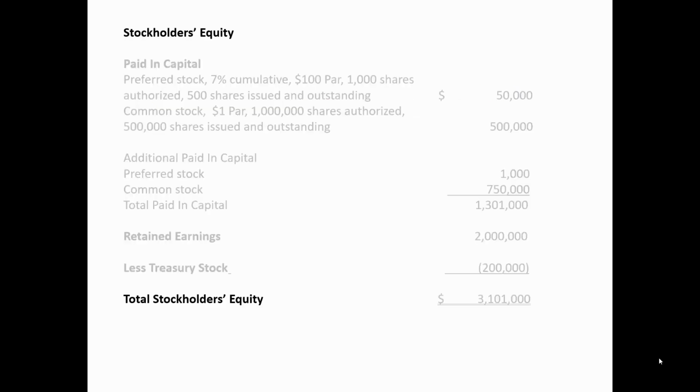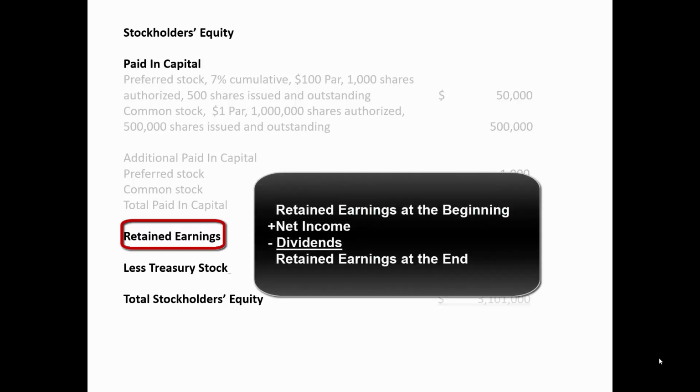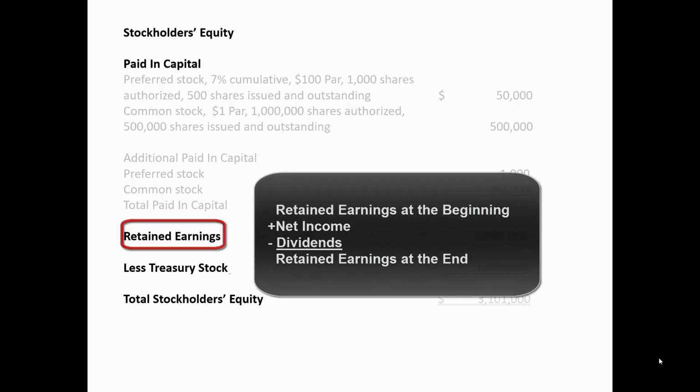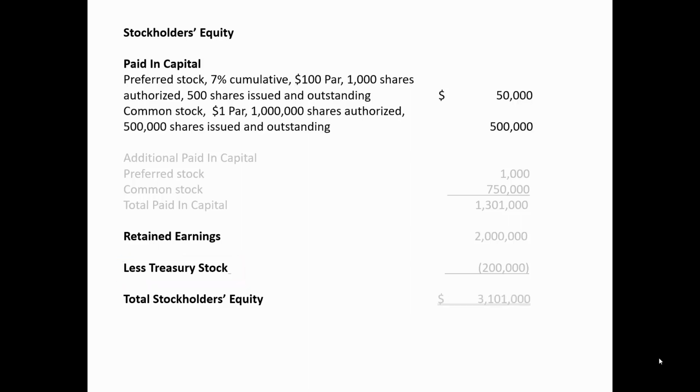So there's really three basic sections to the shareholders equity when we're talking about a beginning accounting class. There's the paid in capital, that's the money the shareholders gave us. There's retained earnings, that's the money we retained in the company. Retained earnings at the beginning plus net income minus dividends gives us retained earnings at the end. And then there's treasury stock. So these other accounts all have credit balances. Treasury stock has a debit balance because we bought back shares from our existing shareholders.